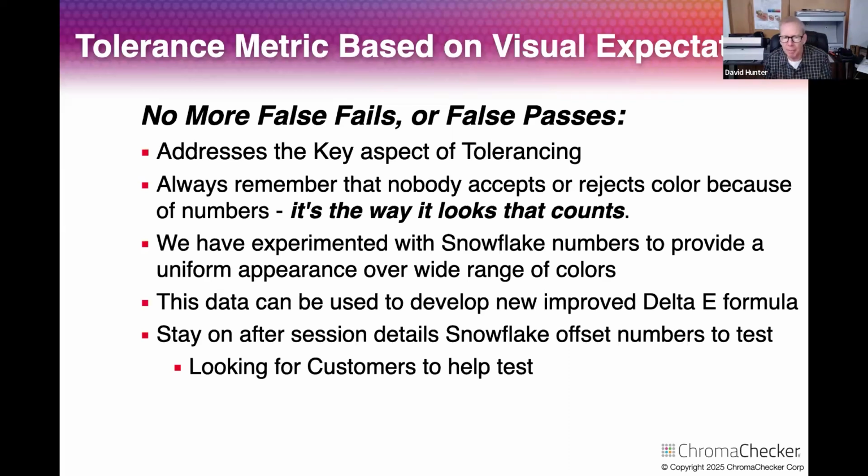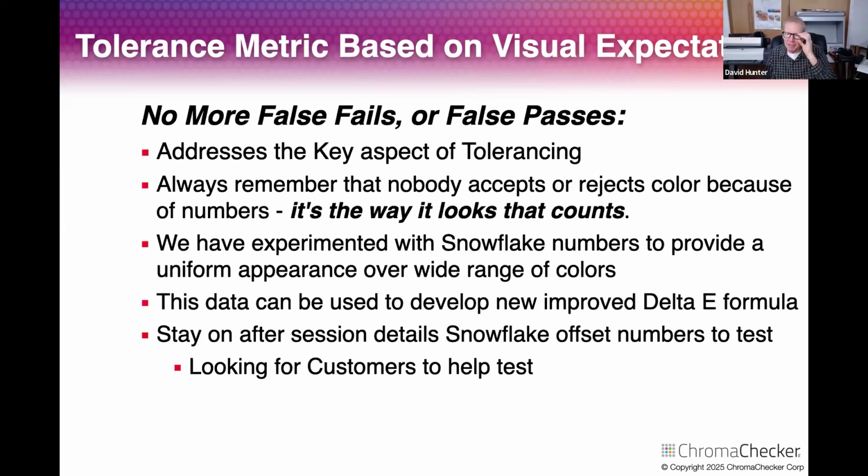And we've been playing with this snowflake and the numbers, trying to get the numbers to have a uniform appearance. And we figured out that this could easily lead to developing a new delta E formula. And for you ChromaChecker users, I'm going to ask you to hold on after the session, I'm going to share with you the numbers that you can enter into your snowflake and be your own judge in terms of how uniform it makes the colors.